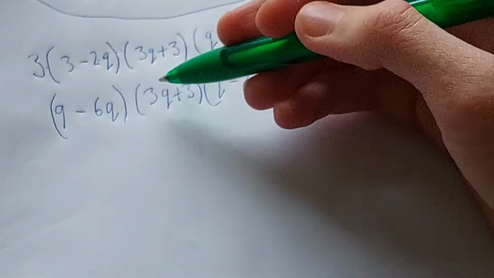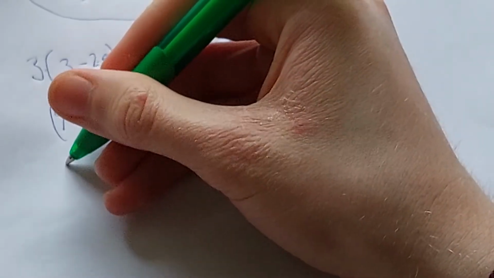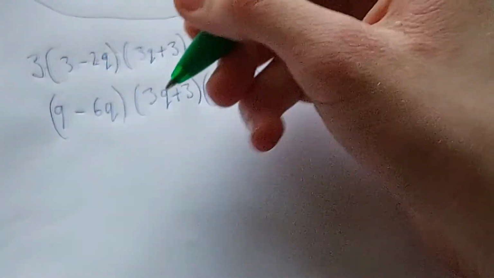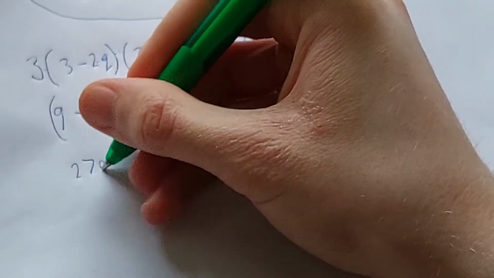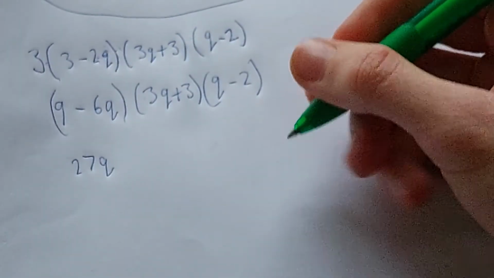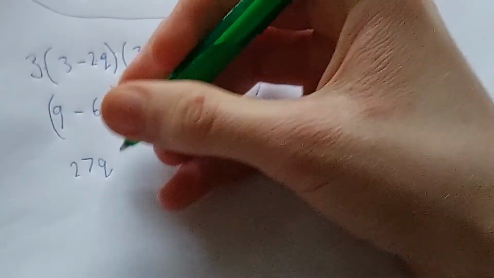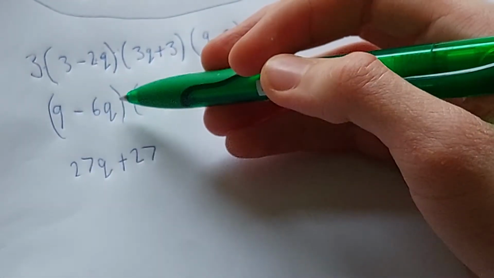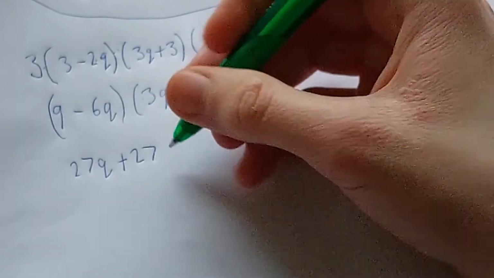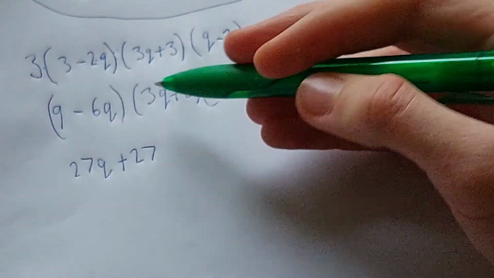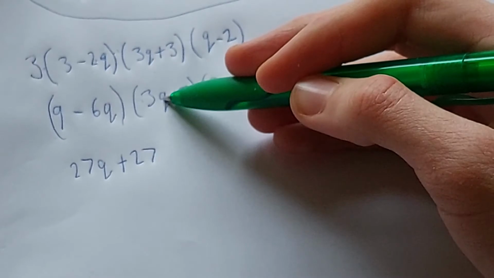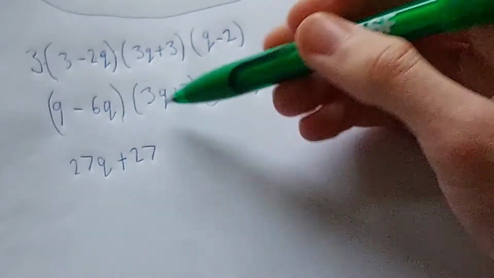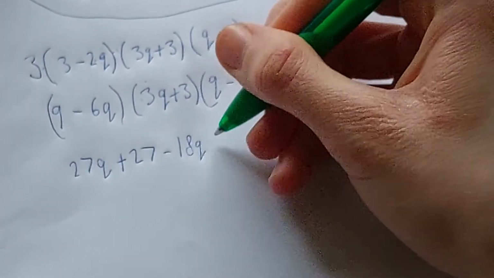So 9 times 3q would be 27q, and it's positive because there's not a negative sign before it. So it's 27q. And then 9 times 3 would just simply be 27. Next up we have a negative 6q times 3q. This would equal minus 18q squared because q times q would be q squared. And then minus 6 times 3 is minus 18, negative and positive. And then we just put them together to get minus 18q squared.